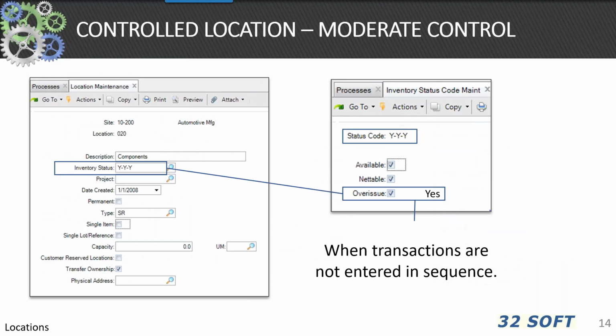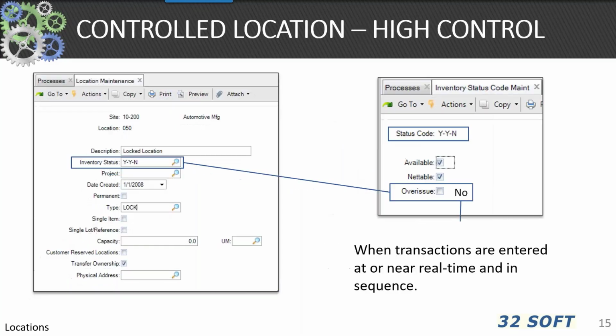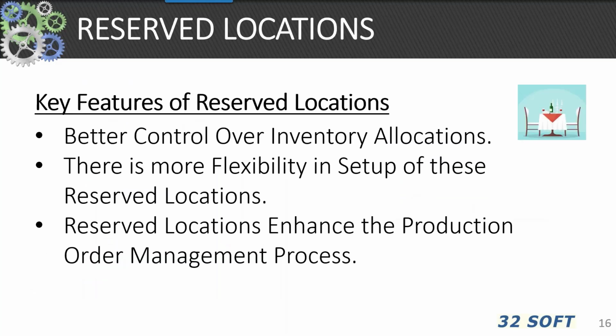The locations can be set up for having moderate or high level of control. Inventory status code is used to determine whether the quantity at the location is available for allocations, whether it's nettable for MRP, or whether it can be overissued. For high control, you want to set that inventory status code to no for overissues, so you can't have the possibility of a negative on-hand balance.